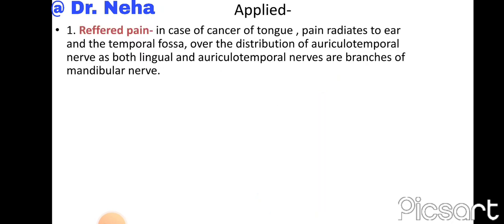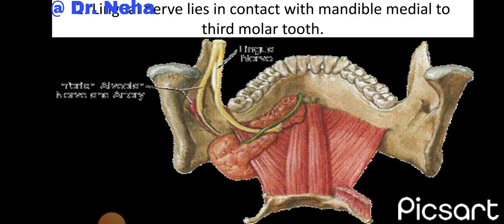Now the clinical aspects. First is referred pain. In cancer of the tongue, pain radiates to the ear and the temporal fossa, over the distribution of the auriculotemporal nerve, as both the lingual and auriculotemporal nerves are branches of the mandibular nerve. So referred pain is because of common nerve supply.